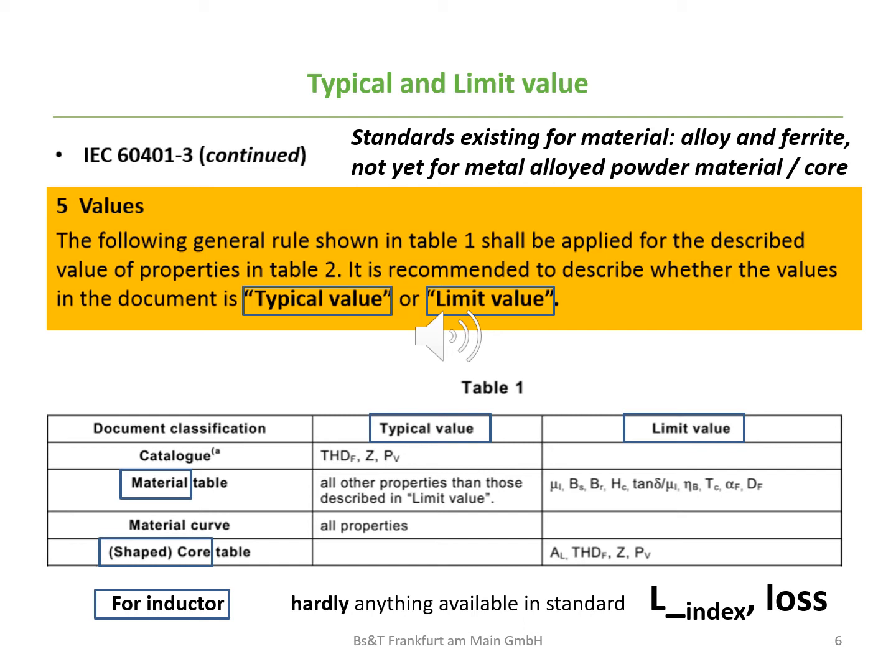For shaped cores, the AL value is specified as the limit value. Interestingly, the loss density is located either in the typical value or in the limit value for shaped cores. For magnetic components, as working group number 9, there is hardly anything available in the standards.